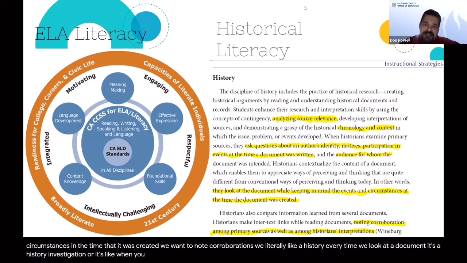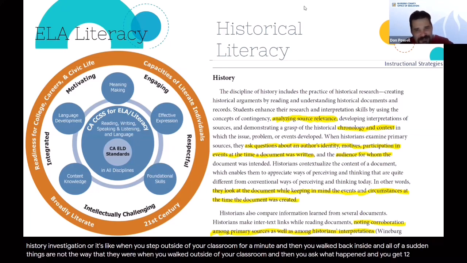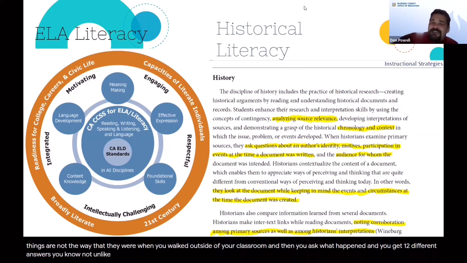It's like when you step outside of your classroom for a minute and then you walk back inside and all of a sudden things are not the way they were when you walked out. You ask what happened and you get 12 different answers. Not unlike when my kids are fighting and all of a sudden I'm like, what's going on? And all of a sudden nothing, everything's fine, right? So that's what's going on there.